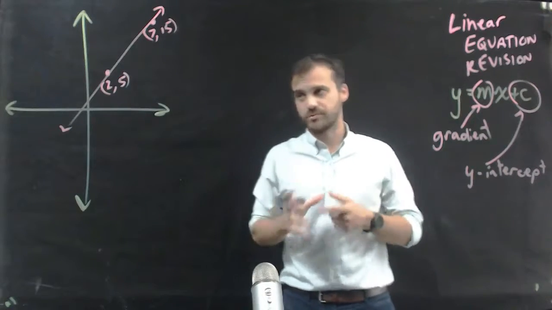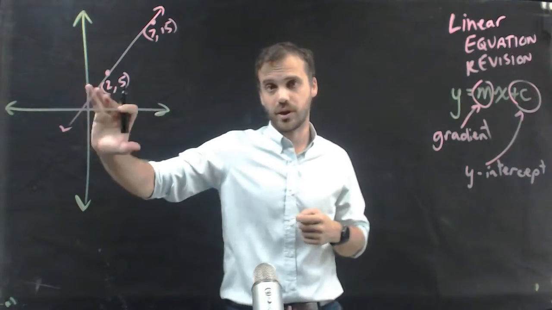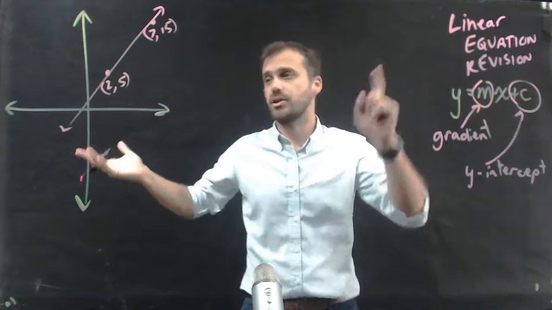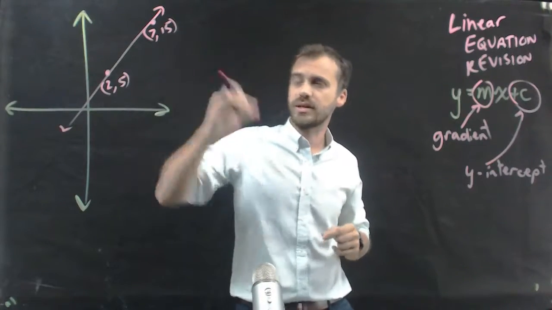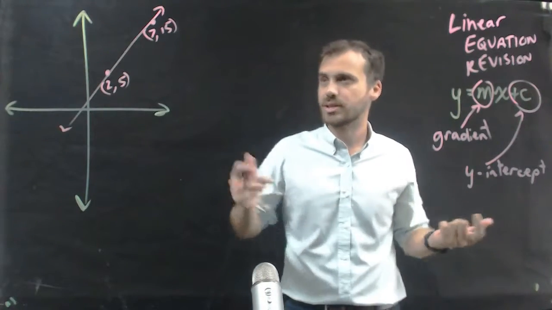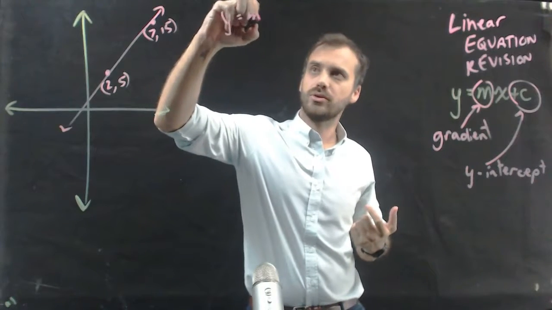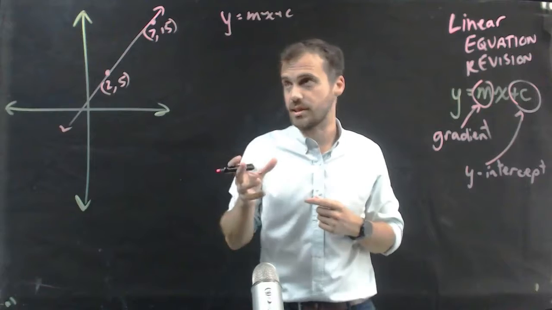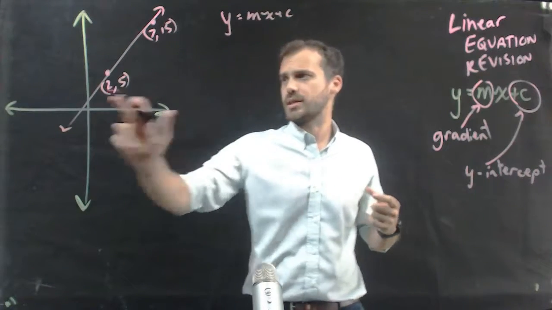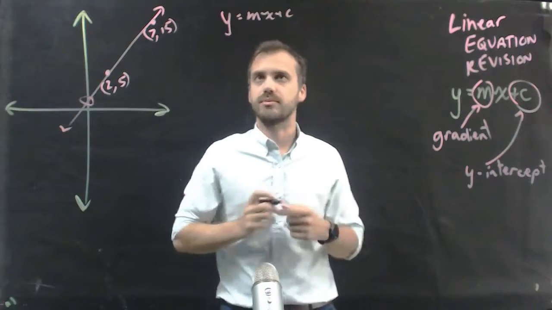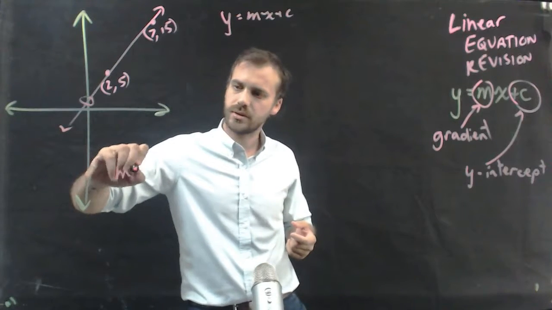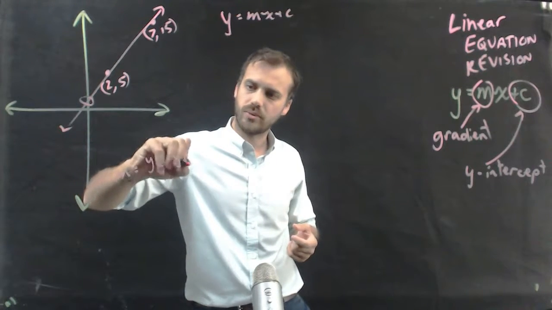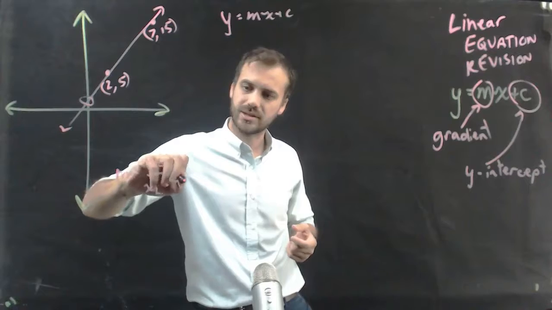But what if someone made your life more difficult and didn't tell you the y-intercept? What if they just said, here's a line, there's a point on it, 2,5, and there's another point on it, 7,15? We can still tackle it the same way. You know that all equations can take the form y equals mx plus c. Now, we don't know our c value because we don't know what our y-intercept is, but we can find our gradient using y2 minus y1 over x2 minus x1.